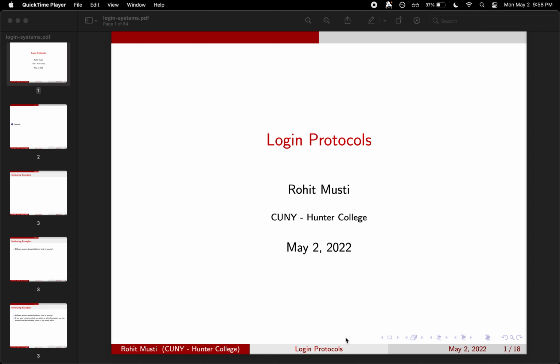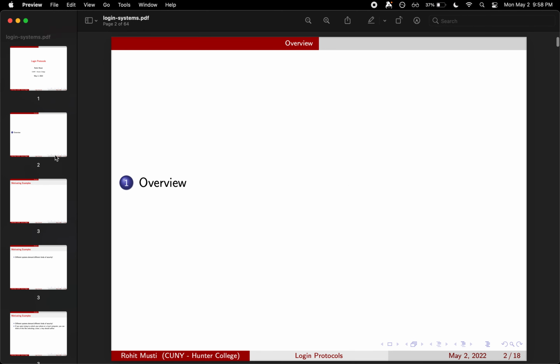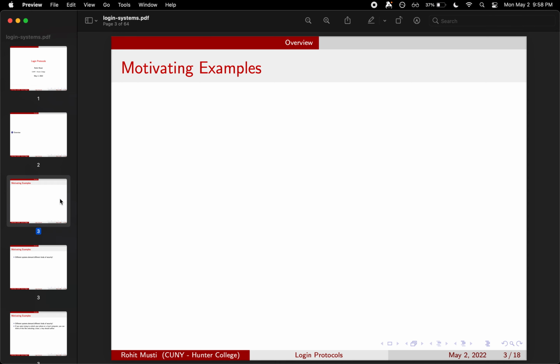Hello class. Today we are going to discuss different login protocols. So this is the concept of how we apply cryptography to the challenge of creating secure logins, both for local computers and for more complex web-based systems. So with that, let's go kick it off with an overview, beginning with some motivating examples.